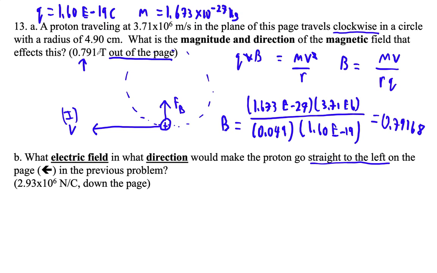Is that right? Did I get that right? So I would say that that's actually a 2. That should be a 2. Yeah, that's what I would say. I think we did that right. Yeah, there we go. So that's Teslas, right? 0.792 Teslas, and then out of the page.